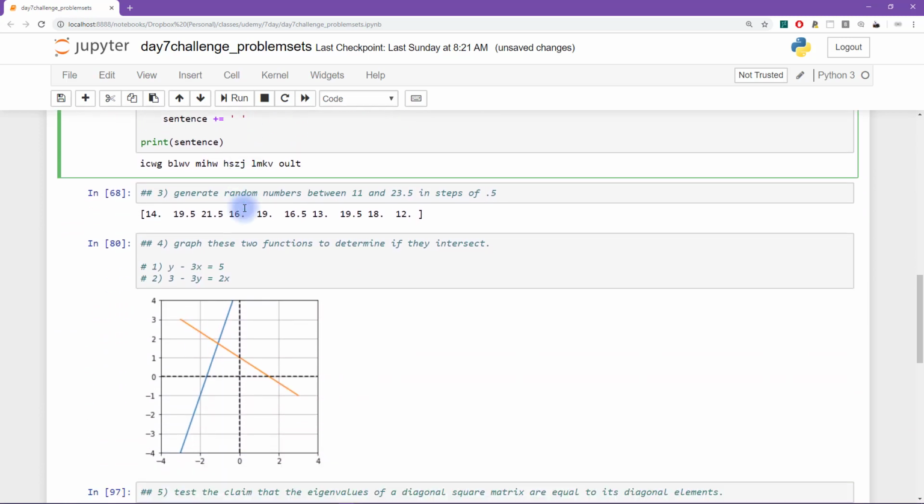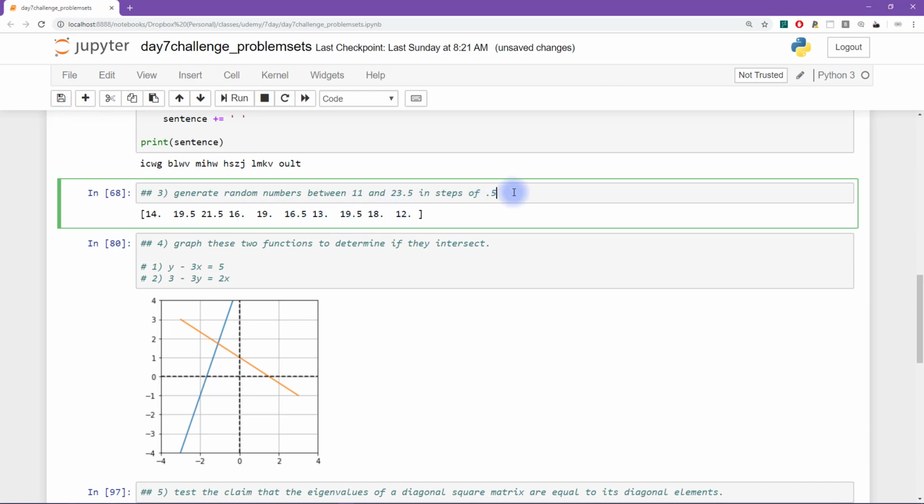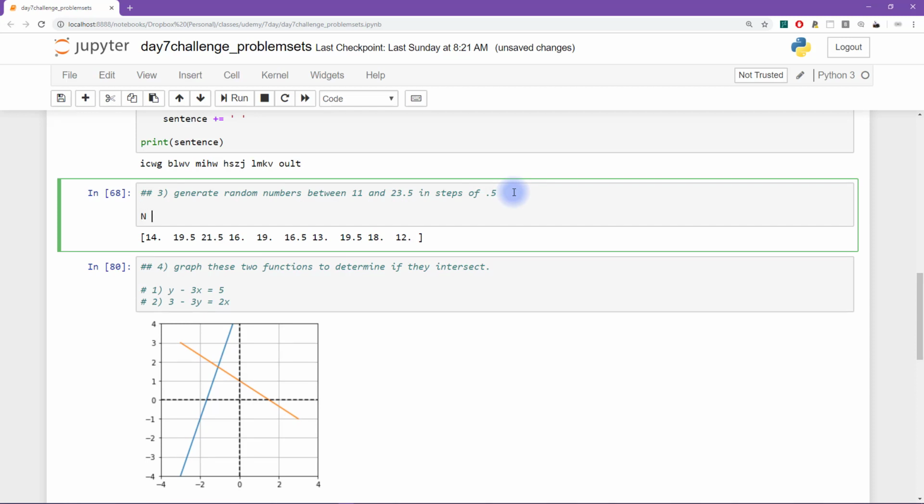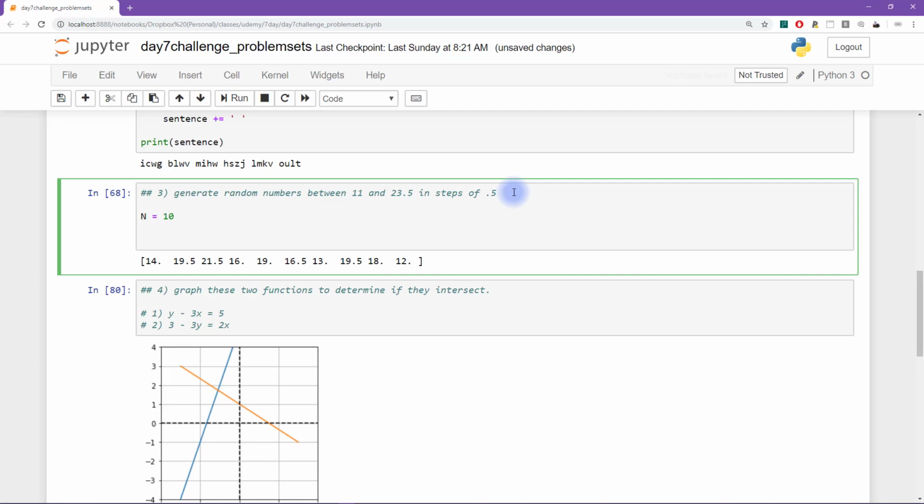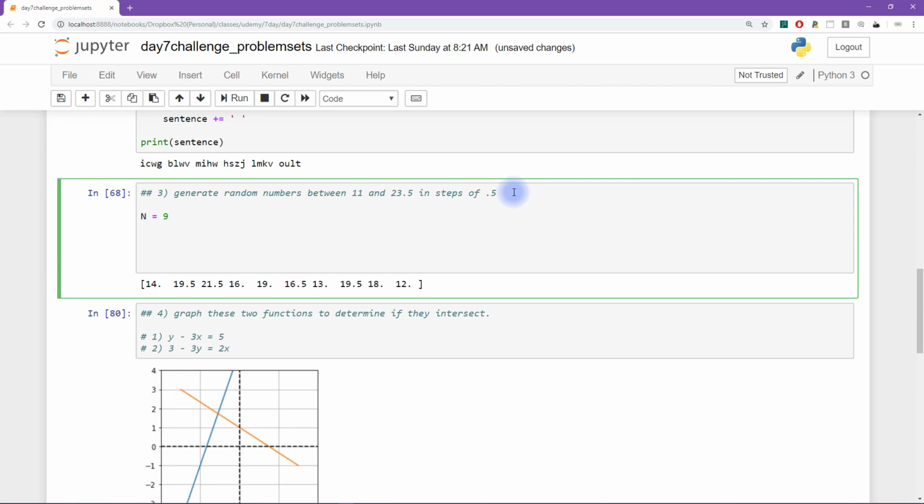On to number 3. So here we want to generate random numbers, and I don't say how many, but some number, maybe 5 or 10 random numbers drawn from a population of numbers between 11 and 23.5 in steps of 0.5. So here you see an example. There are numbers selected between 11 and 23.5, only going in steps of 0.5. So let's see, I'll start by saying we want to generate, how about 9 numbers? Because 10 is, I don't know, too much of a normal number. Let's go for 9.